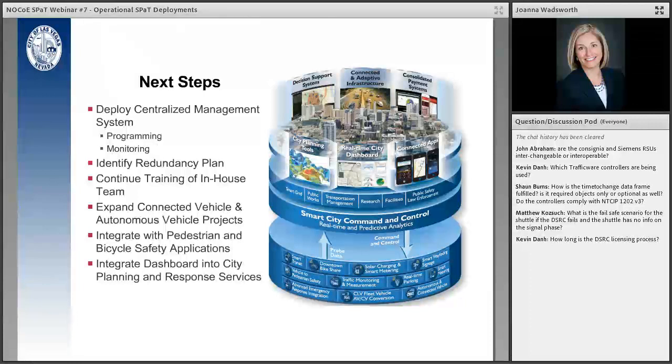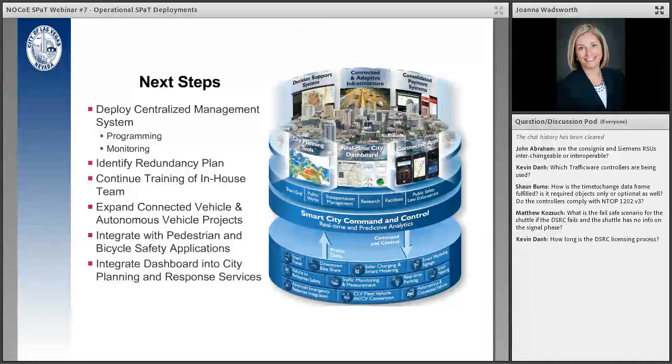The other is redundancy. As the number of driverless vehicles increases on our roads, we want to make sure that there's no downtime if a DSRC malfunctions. So we're looking at how DSRC can overlap within our system and broadcast for another intersection in case the adjacent one goes down. We want to continue training of our in-house staff for programming and troubleshooting of the DSRC.